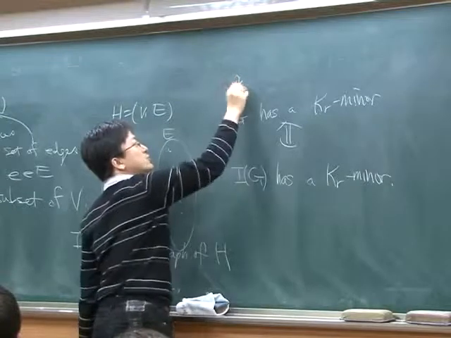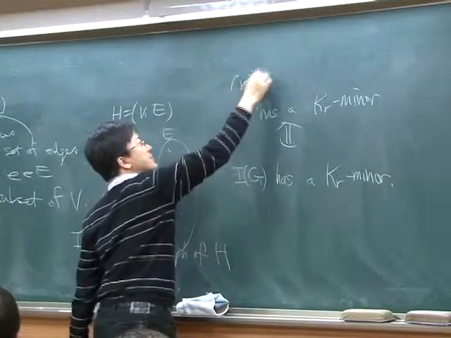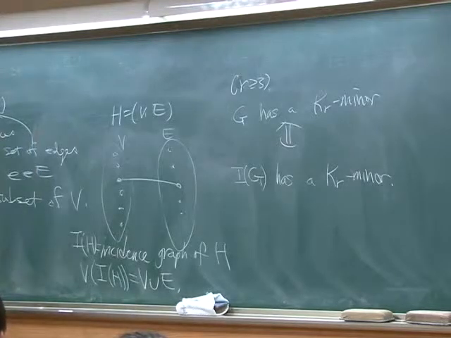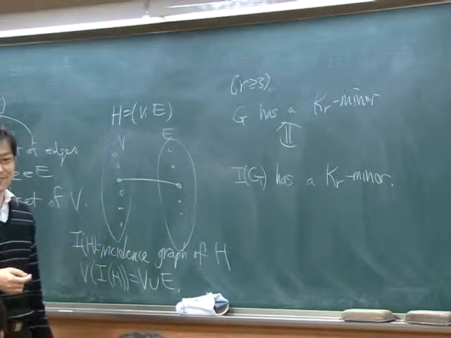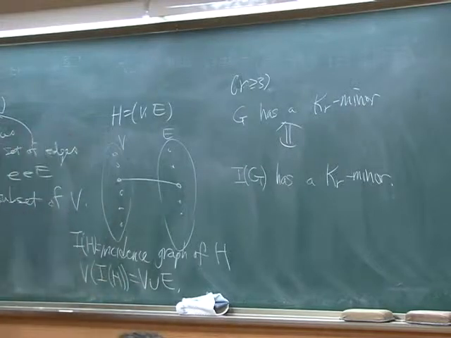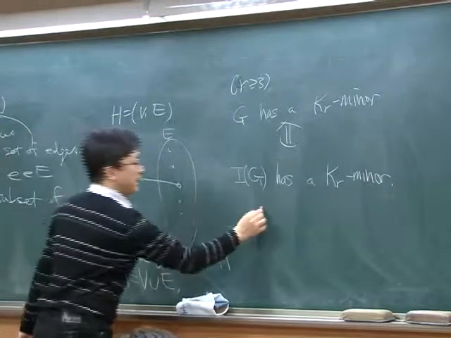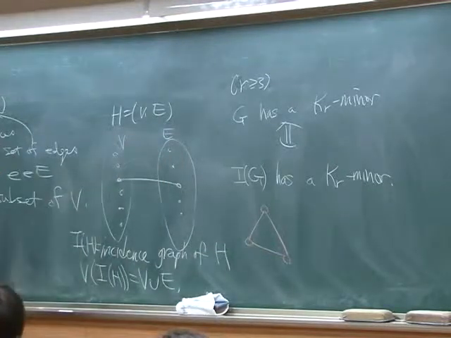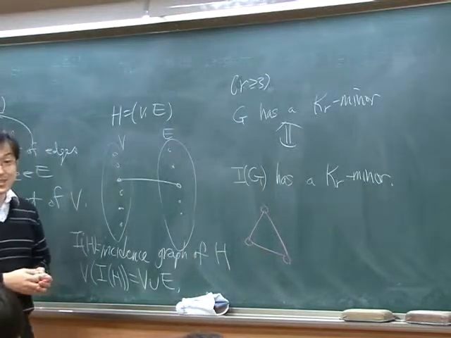Well, perhaps I need to assume that R is at least 3. Otherwise, it's trivial. So, why is this true? Let me convince you by example. Suppose that this is my graph. Okay, K3, a triangle. Then what is the incidence graph of this?